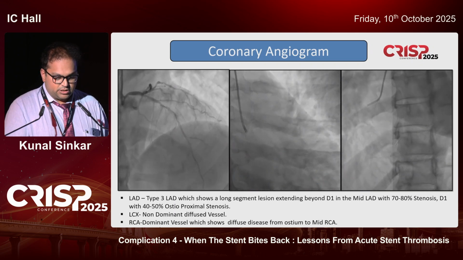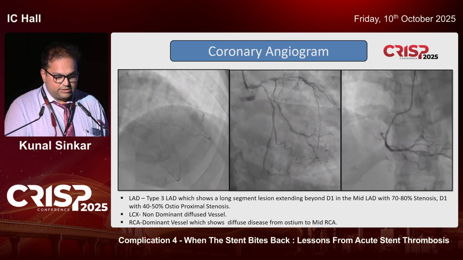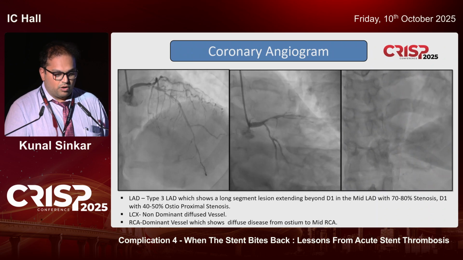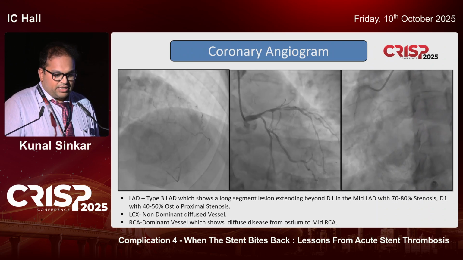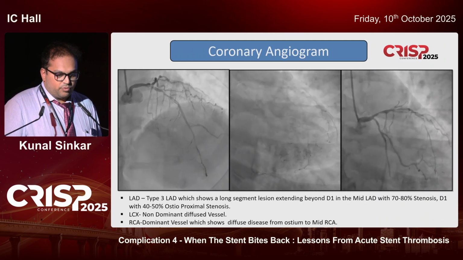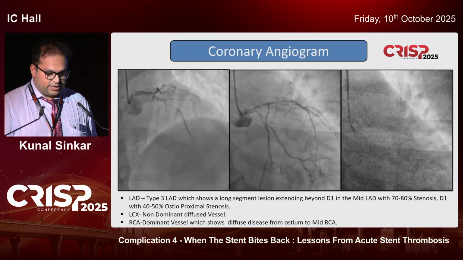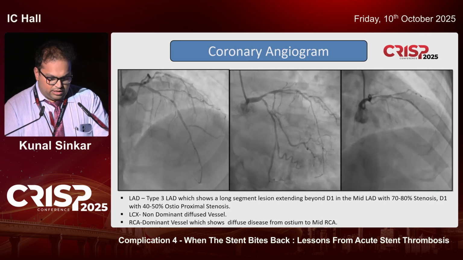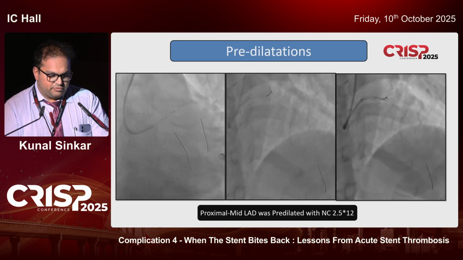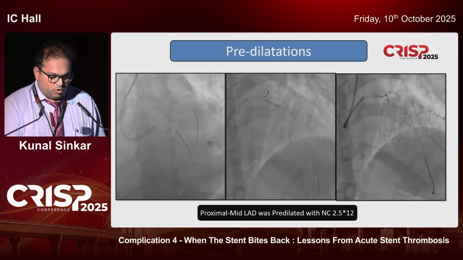If you see, she has triple vessel disease with a type 3 LAD, which shows a long segment lesion extending beyond D1. And if you see in the caudal views, the proximal LAD shows a maybe dissected plaque. And RCA dominant, which also had moderate disease.